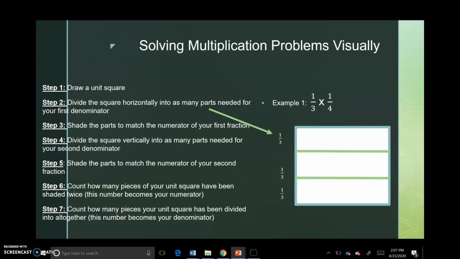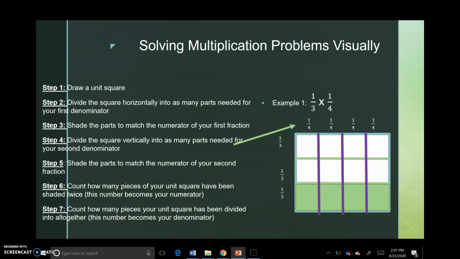So I'm dividing my square horizontally into however many parts I need for my denominator. In this case, it's 3 because I'm working with thirds. I'm shading the part that matches my first fraction. So I only need 1/3. So I'm just going to shade in one out of the 3 pieces. And then I'm going to do the same thing for the second fraction. So I'm going to take the unit square and divide it into fourths because that was my fraction. And I'm going to shade in 1/4 because that's all it asks for. And I shade that in vertically.